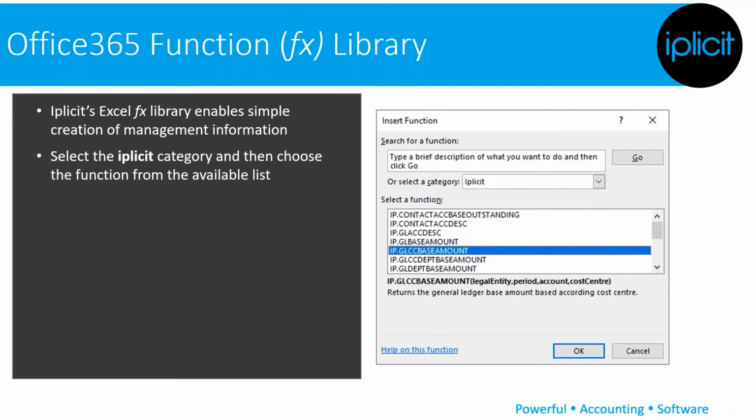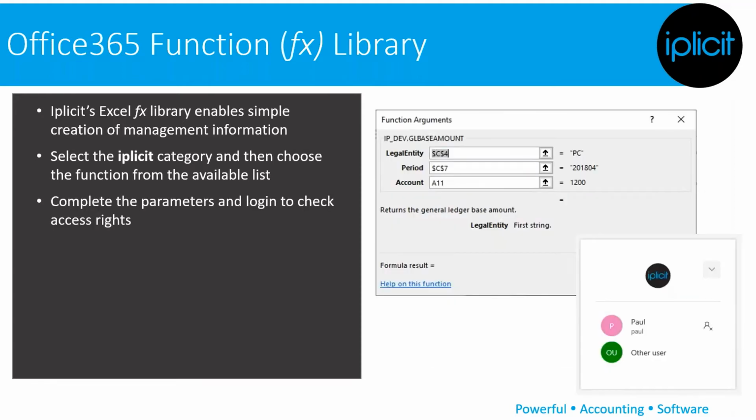How easy is it? Well, it really is so simple. Within Office 365, you have the ability to load add-ins. You simply load the iplicit add-in, and then you can go and select the category for iplicit, as shown on the right of the screen, and then underneath there is a set of functions for the iplicit cloud accounting solution. So you simply choose the particular function that you want to use. And then it'll ask you for a set of parameters.